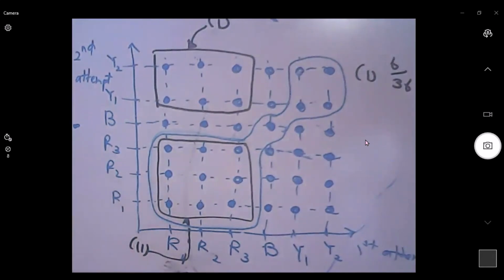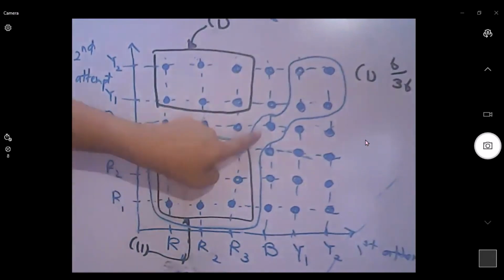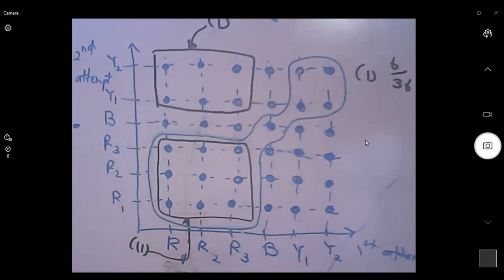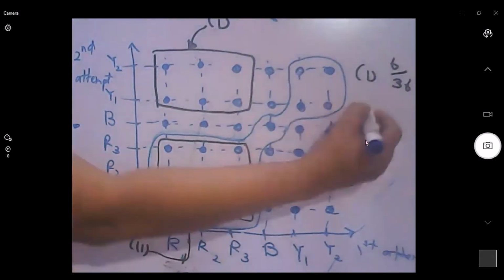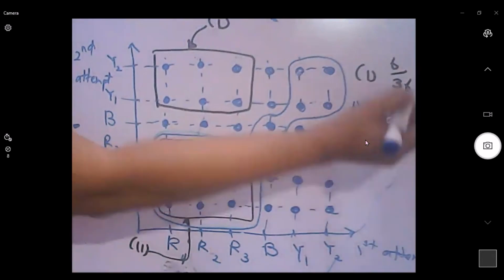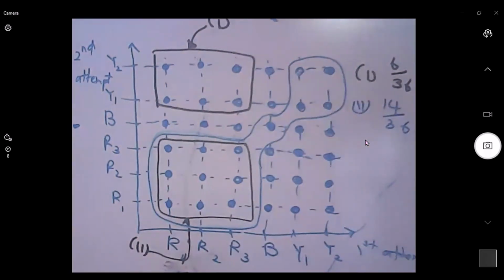9 plus 1 is 10. 10 plus 4 is 14. What is the probability? 14 over 36. Okay, next one.